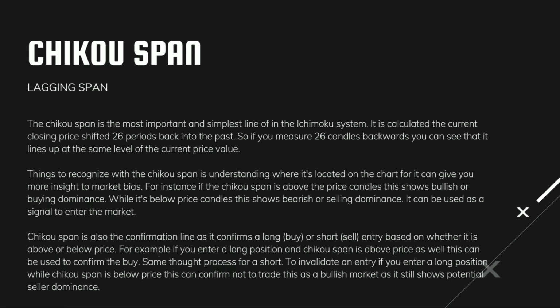So, for example, Chikou span is also the confirmation line as it confirms a long, a buy, or short, a sell entry based on whether it is above or below price. For example, if you enter a long position and Chikou span is above price as well, this can be used to confirm the buy. Same thought process for a short. Now, to invalidate an entry, if you enter a long position while Chikou span is below price, this can confirm not to trade this as a bullish market, as it still shows potential seller dominance.